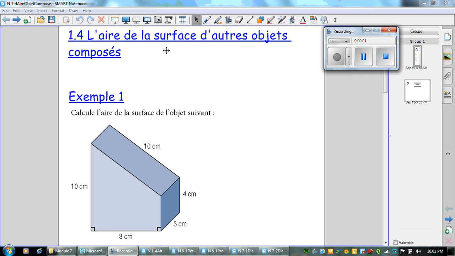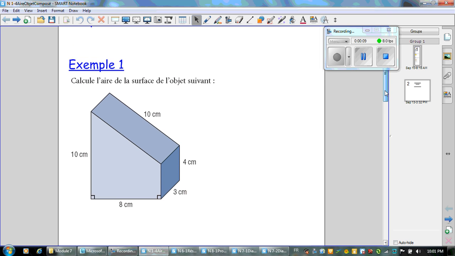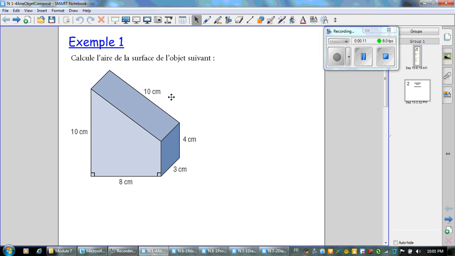We'll be looking at the surface area of other composite objects. So we will still be using the top, bottom, front, back method. Let's look at a couple of examples. The first example here is we have a trapezoid for the front and the back. So the front and back will still be the same. Let's do that right now.